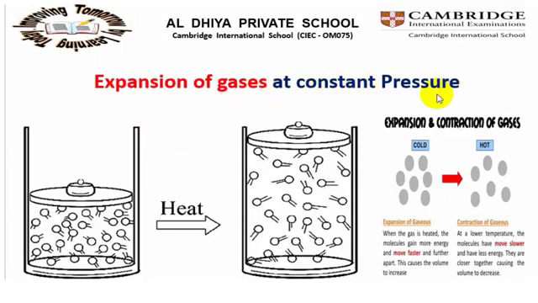Expansion of gases at constant pressure. What is the difference between expansion and contraction of gas? When the gas is cooled to a lower temperature, the molecules here move slower and have less energy, okay? So they are close to each other, causing the volume to decrease. When we heat the gas here, the molecules gain more energy and move faster and farther apart. This causes the volume to increase. This is the difference between contraction and expansion of the gas.